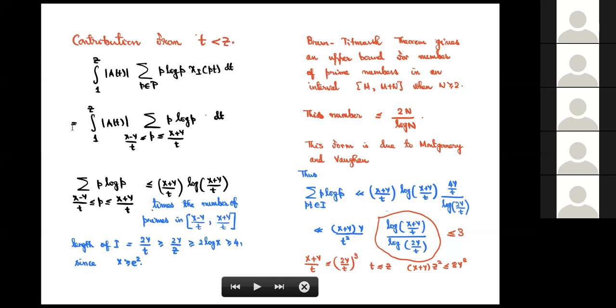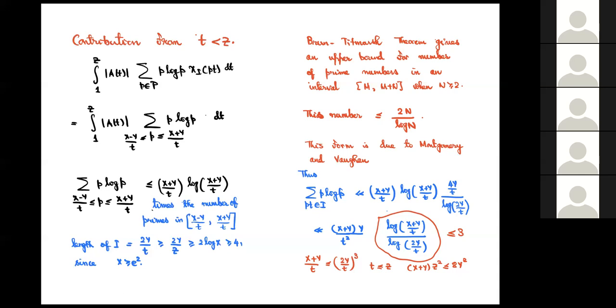And t is this time less than z. And therefore, the length of the interval is at least 2y by z, which is 2 times log x, and x is greater than e square. So this is greater than 4. Okay, since x is greater. So this interval is of length at least 4. Okay, that's one good thing.